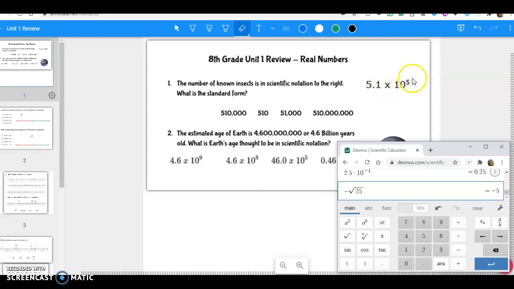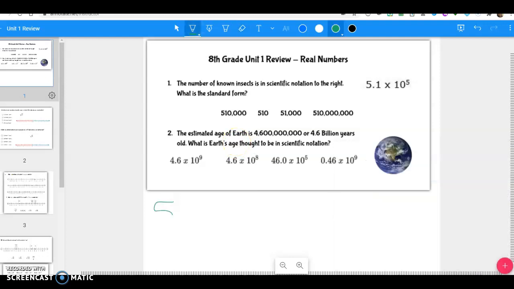So the exponent of 5 tells me that my number is going to get larger. My decimal is going to move to the right because it's positive. If my exponent is negative, it tells me that my number is less than 1, very small. It's going to move to the left. So here, I'm going to use my finger down here, you guys. So excuse me for 1 second.